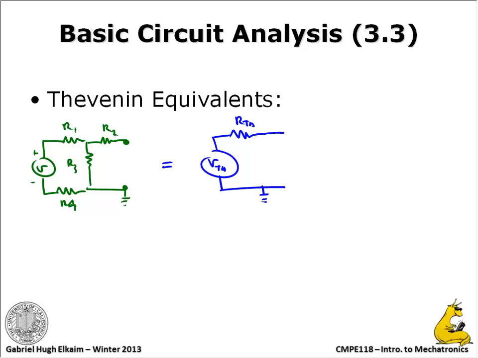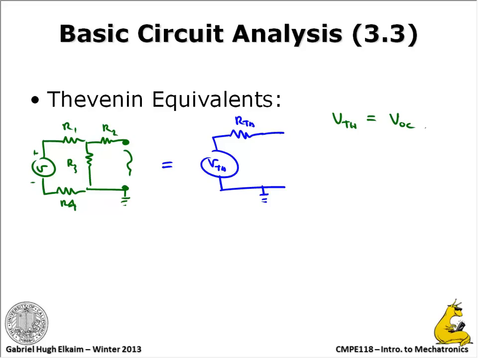There are a couple of different ways we do this. The first one is to get VThevenin. VThevenin is equal to the open circuit voltage across the two nodes in the circuit. So all I have to do is say, these are open right here between these two points, and what is the voltage that I develop across those two points? That is my voltage source. That's one way of doing it.